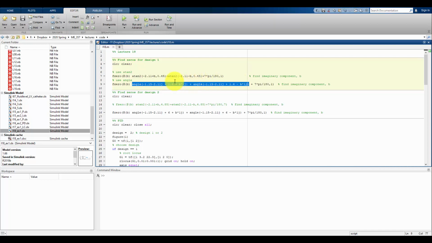But the fzero function requires that it is finding the 0 of a function. So I don't want the sum of these 2 angles to be 0. I want it to be -7 degrees. fzero is not set up that way, but what I can do is cheat a little bit and say, well, instead of the -7 being on the right-hand side, what if I put it on the left-hand side?